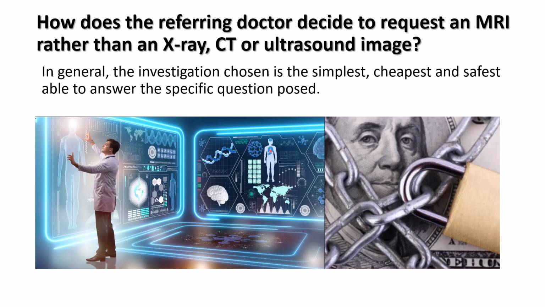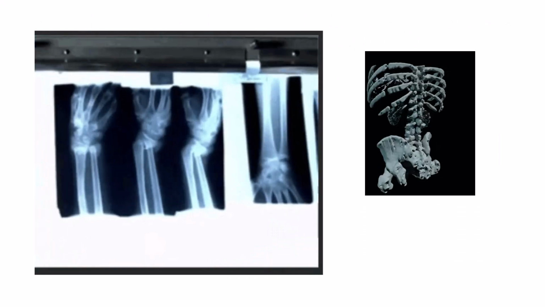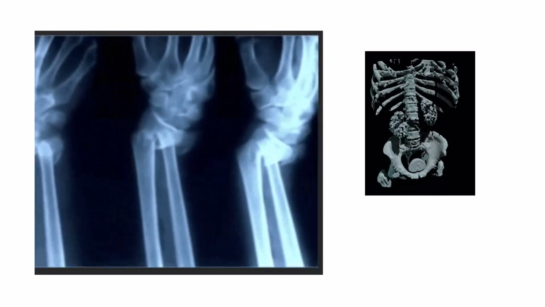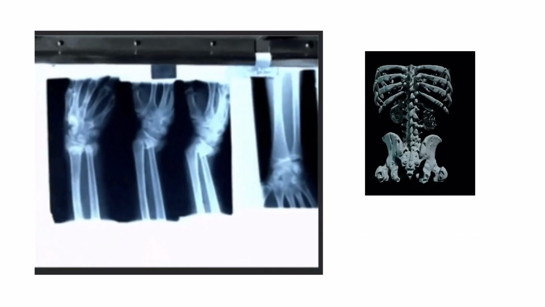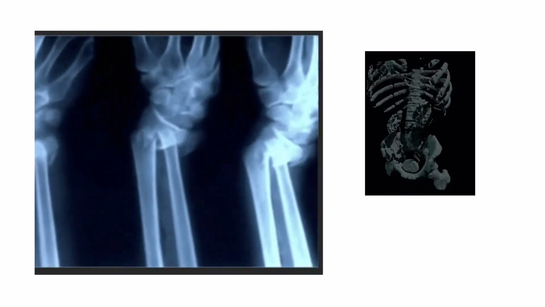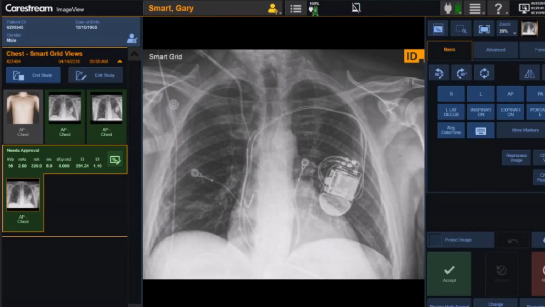How does the referring physician decide to request an MRI rather than an X-ray, CT, or ultrasound imaging? In general, the investigation is the simplest, cheapest, and safest. Because of the high contrast between bone and soft tissue, the X-ray is particularly useful in investigation of the skeletal system. An X-ray image of the chest, for example, reveals a remarkable amount of information about the state of the health of the lungs, heart, and soft tissue.